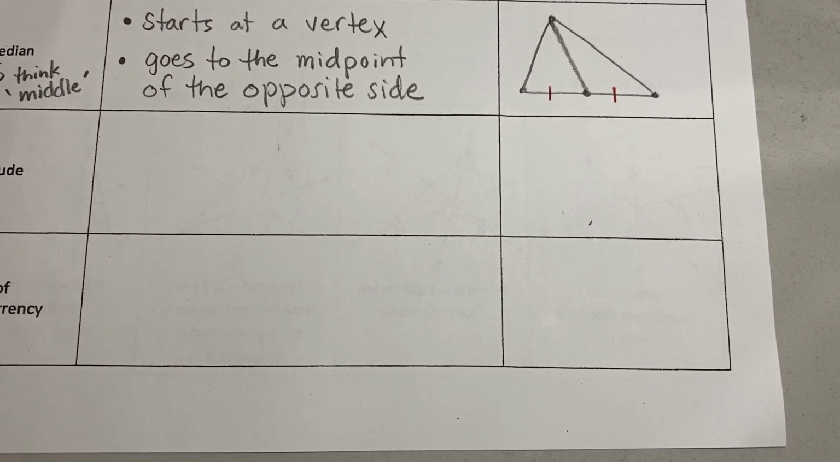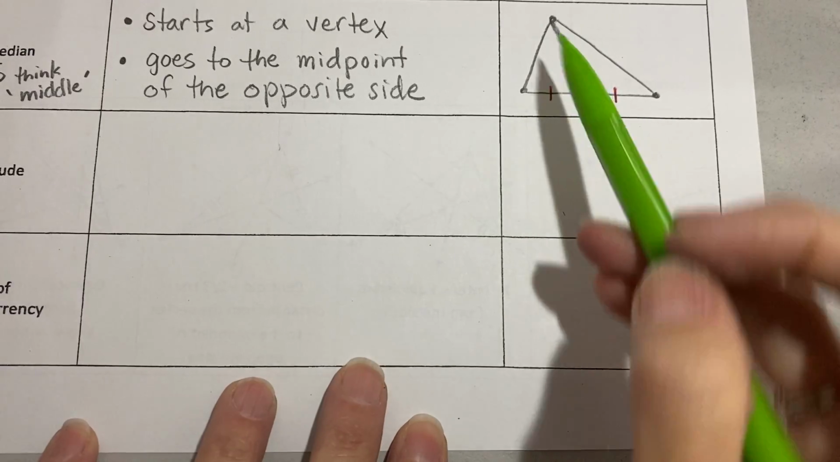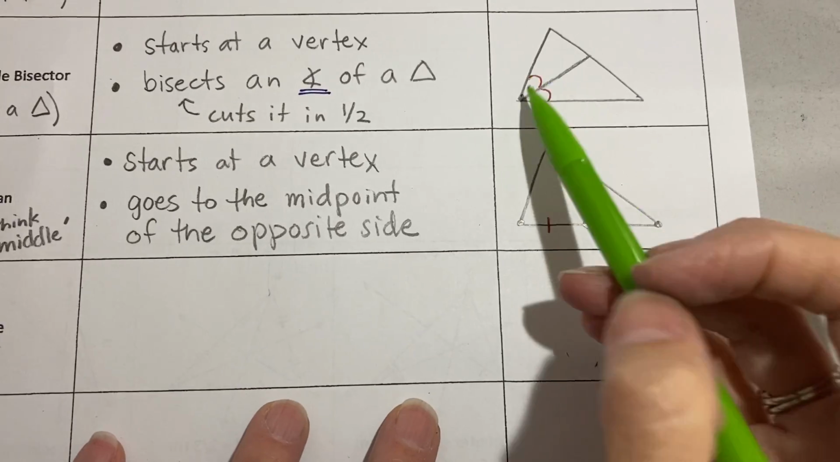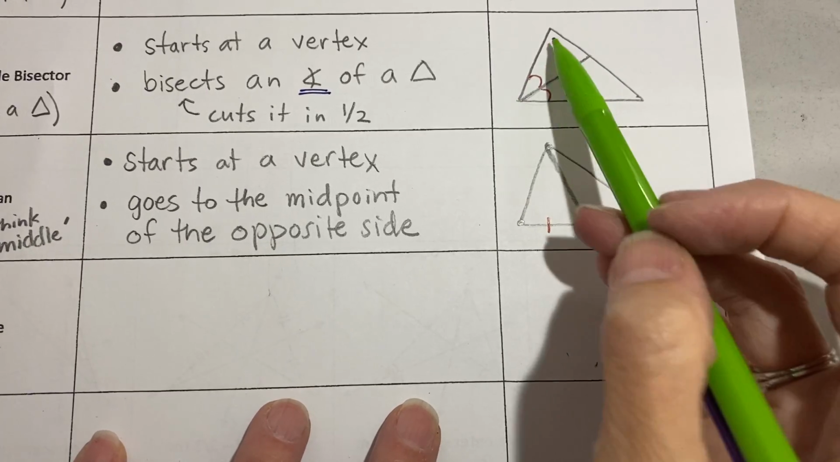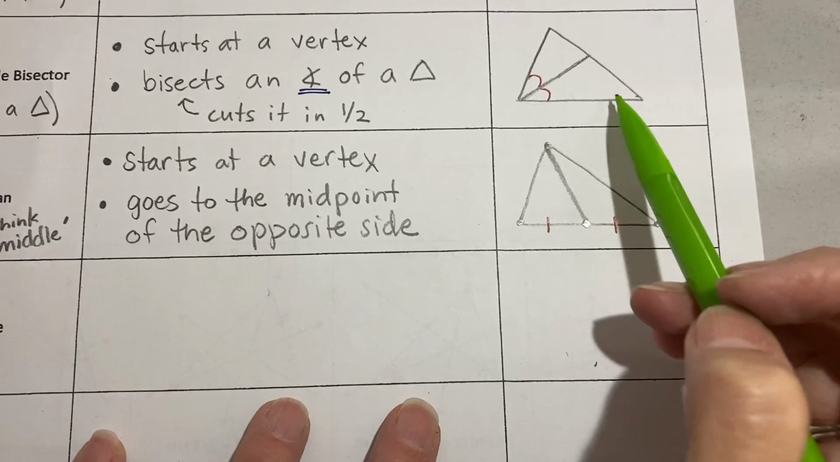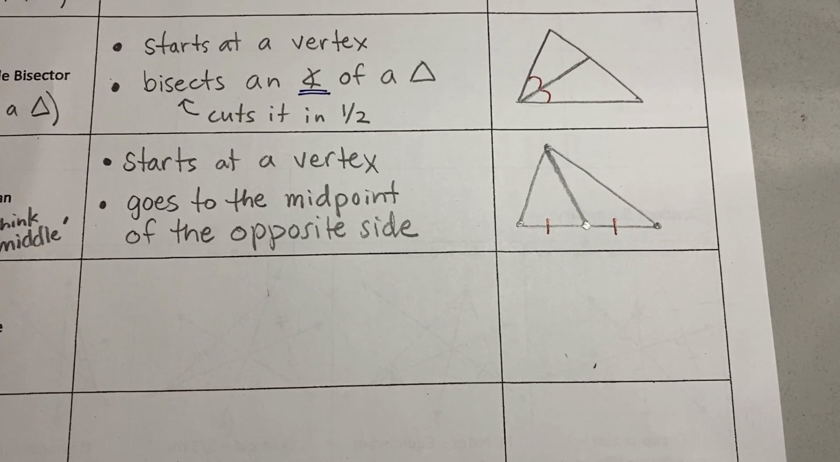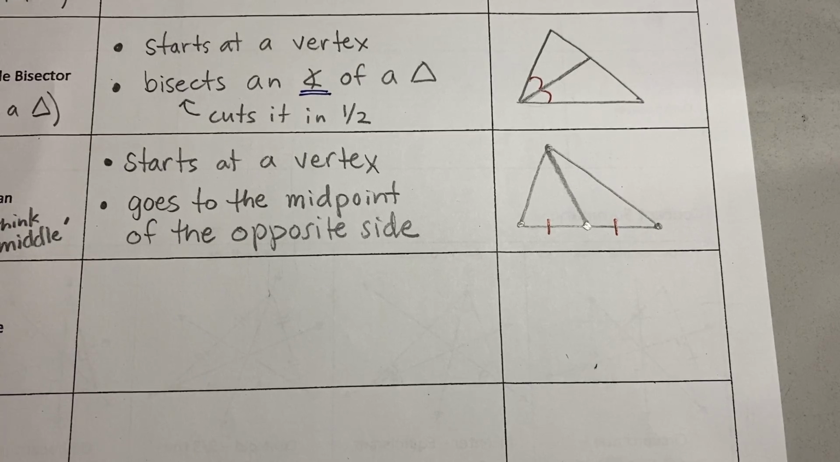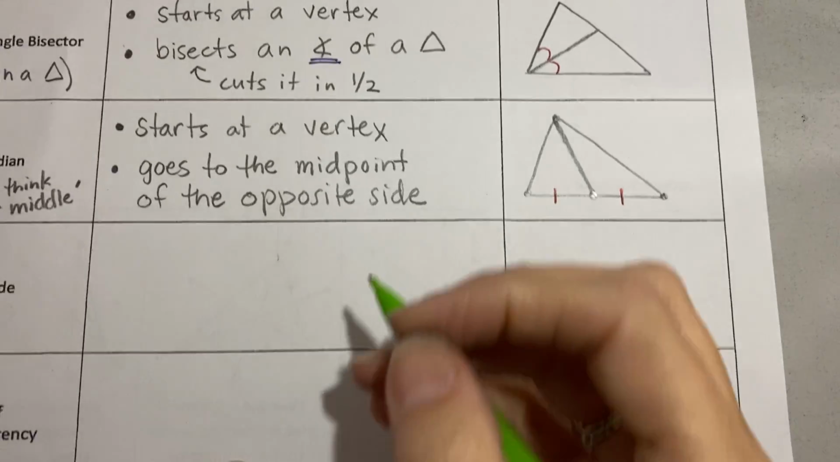Okay, one thing to be careful about. An angle bisector only cuts the angle in half. It does not cut that side in half. A median only cuts this side in half. It does not cut the angle in half. So it only does one thing. So a median only cuts this side right here in half. It does not cut this angle in half. And the angle bisector only cuts the angle in half. It does not cut this side in half. So make sure you know that that term only means one thing, okay?